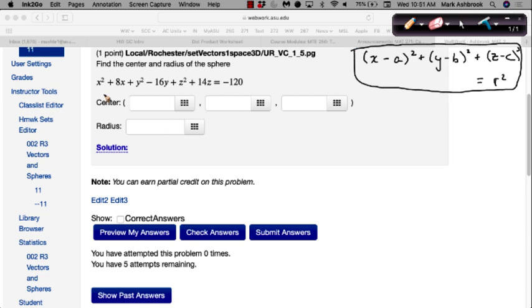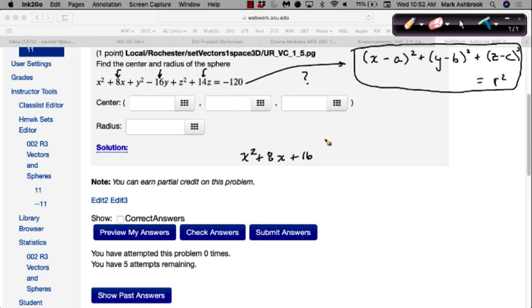But sometimes you get it like this, and so how do you get it from that form to that form? So very quickly, you've got to complete the square. They've already gathered everything together for you. We've gathered the quadratic and linear terms of each variable. So to complete the square, you look at the linear coefficient. So your linear coefficients are 8, negative 16, and 14. You're going to take half of the linear coefficient and square it. So half of 8 squared is 16. So to complete the square, I need to add 16 for the x's.